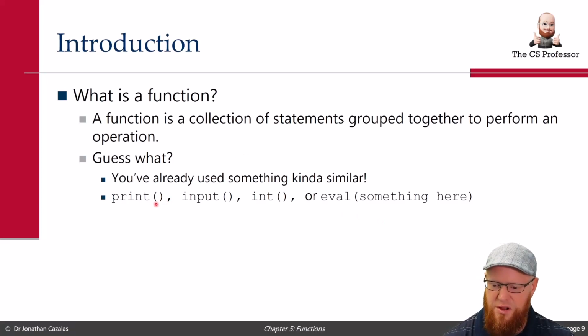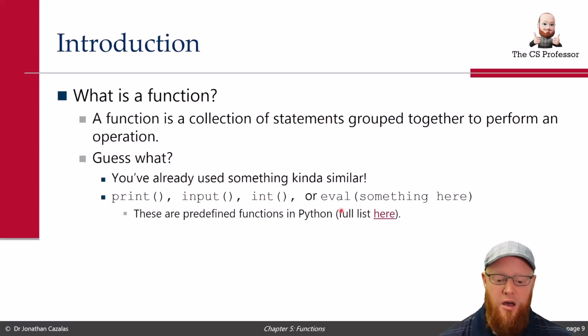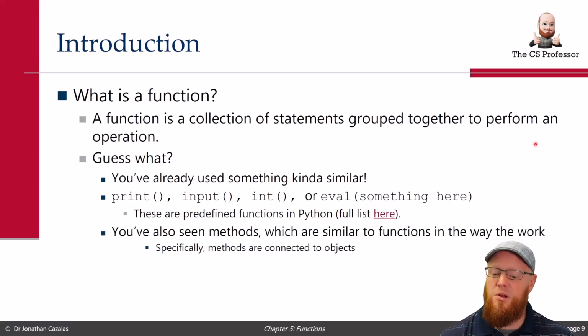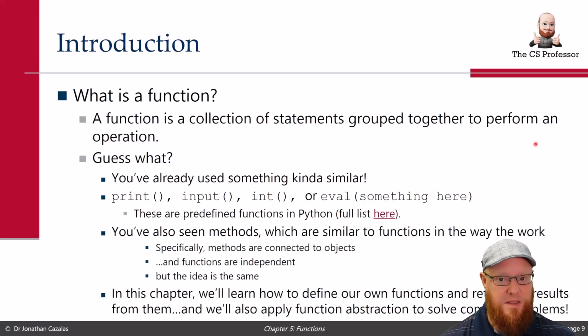We've seen the print function, the input function, the eval function, and other functions, so many of them. You've also seen methods, which are similar to functions in the way they work. We've seen them on strings. We can say string.upper to print a particular string in fully uppercase, or .lower to print that string in lowercase. So methods and functions are similar in Python.